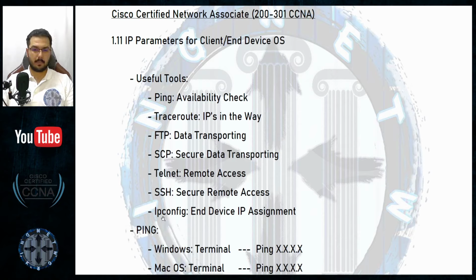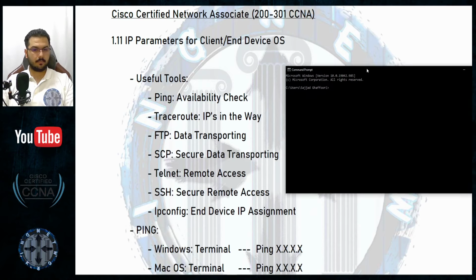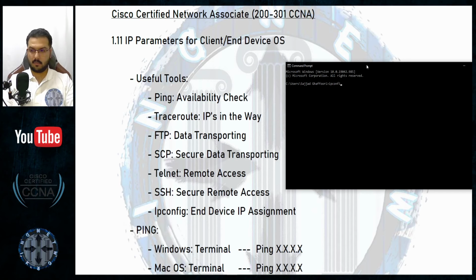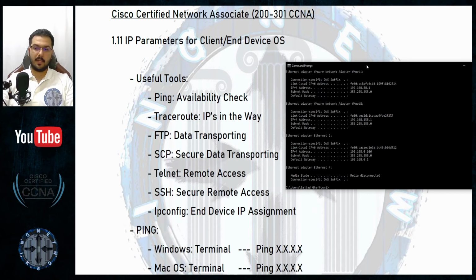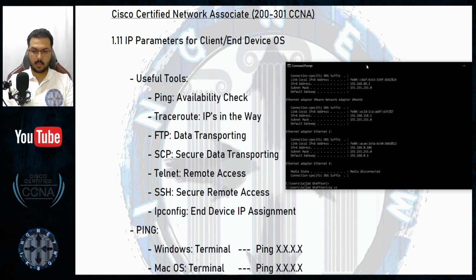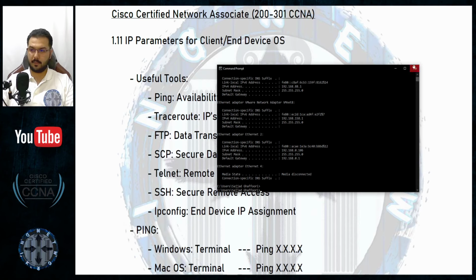ipconfig gives the IP address for your computer. Like I can go again to the CMD and I can type as simple as ipconfig. If I type nothing, then it will show the IP addresses that I have. Otherwise, with ipconfig again, I can type the IP that I want to configure, and that's it.